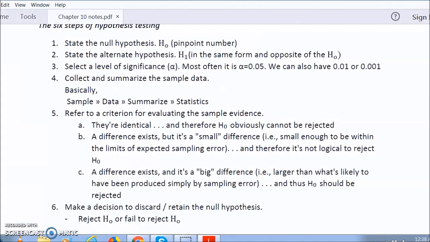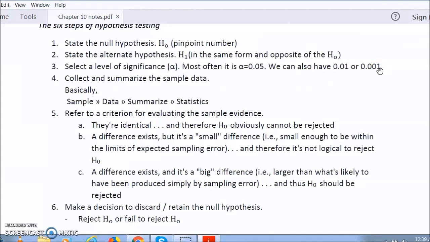So the third step was about selecting your level of significance. Most often the level of significance selected is 0.05. It is the alpha. It is sometimes also denoted using P, but it is the same thing. This symbol that you see is a Greek symbol called alpha. Sometimes we also see the alpha value or the level of significance as 0.01 or 0.001.